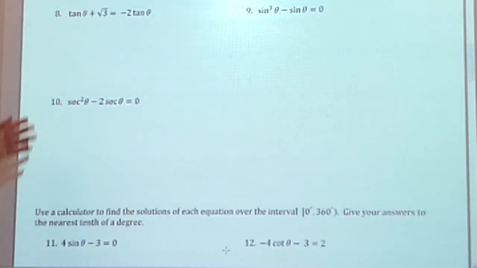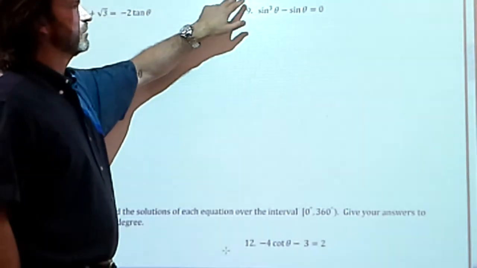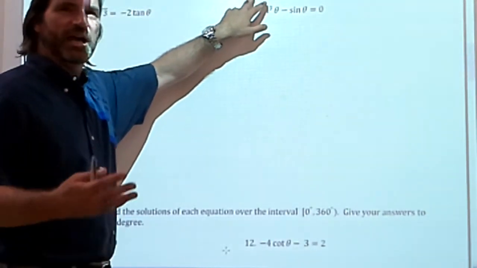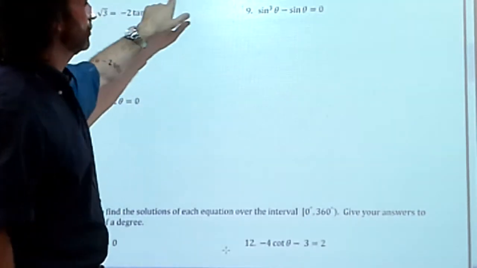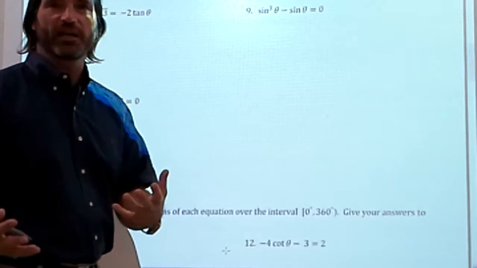Here's when we solve for these equations. One thing to remember, your answer, like here, is from 0 to 360. That means I don't want negative 50. My solutions need to be in a specific interval, or 0 to 2 pi. That means I want radians.